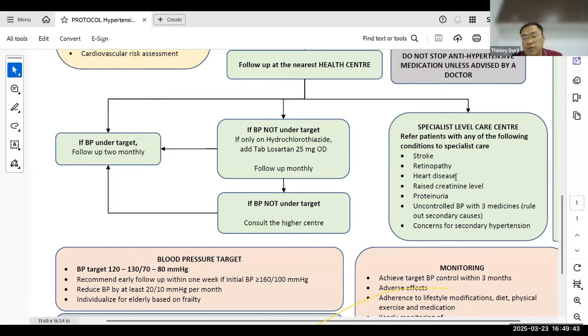Now, what are the very few group of patients that require specialist level of care? These are the ones with stroke, retinopathy, heart disease, somebody with raised creatinine or chronic kidney disease, proteinuria, or BP is not controlled with more than 3 medications, or if there are concerns for secondary hypertension.